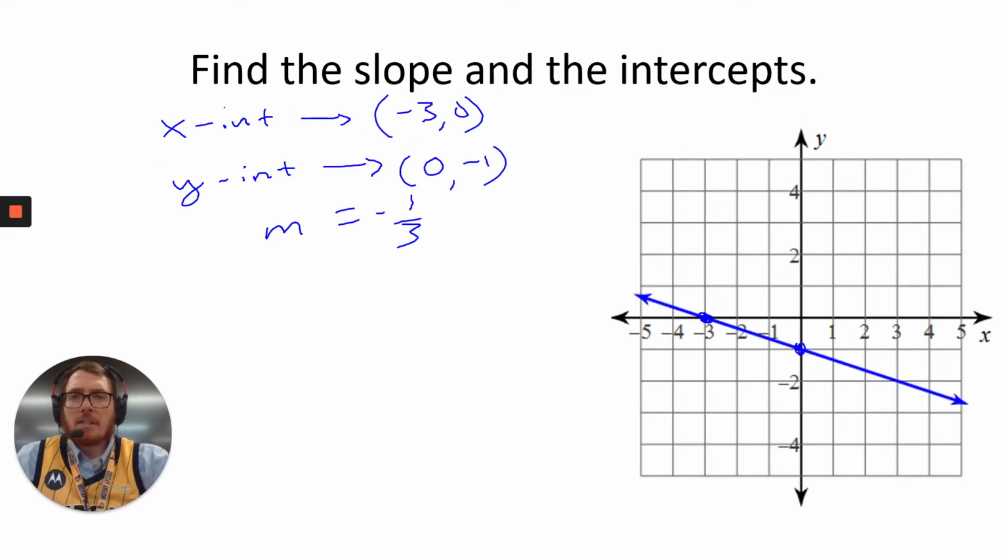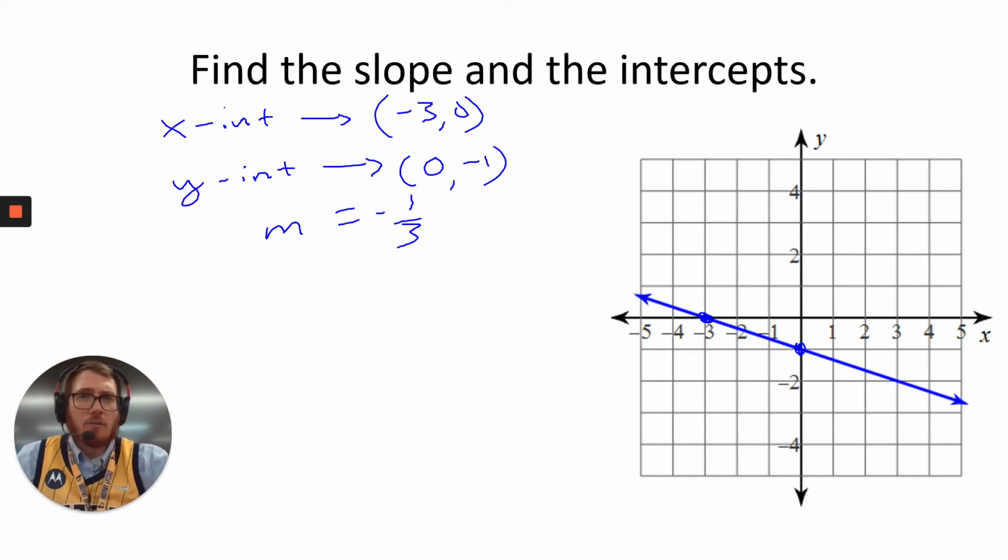The next question has the same idea, so find the x-intercept. So the x-intercept is here at negative 3, 0. The y-intercept is down 1, so that would be 0, negative 1. And then the slope is negative 1/3, because from left to right, from the negative 3, 0, I'll go down 1 and then over to the right 3. So down 1 to the right 3. And that would be a slope of negative 1/3 because I'm going in the downward direction from left to right.